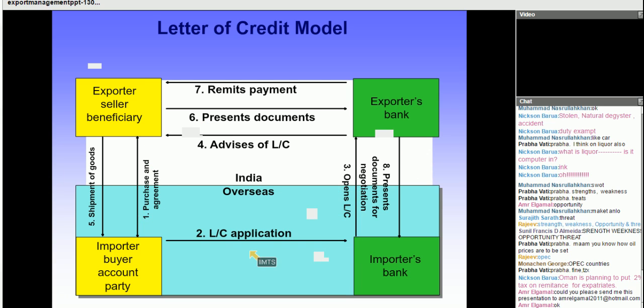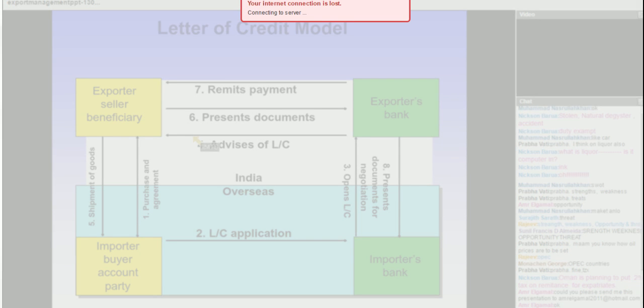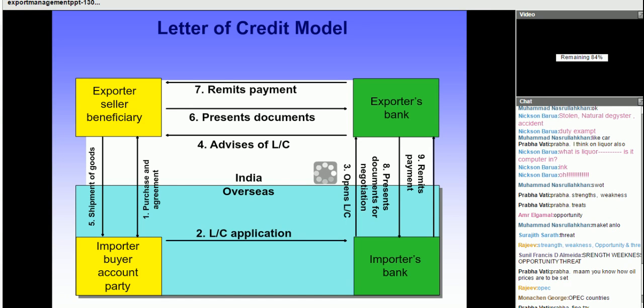So this is the first step. Then the second step is the letter of credit application that is sent by the importer to the importer's bank. Okay. Then the third step: the importer's bank will open the letter of credit and send it to the exporter's bank, the bank of the exporting country. From the exporting bank, it will go to the exporter, who gives his approval. This step is like the approval step. When the exporter approves of it, he signs or gives his consent, then the goods are shipped by him to the importer.